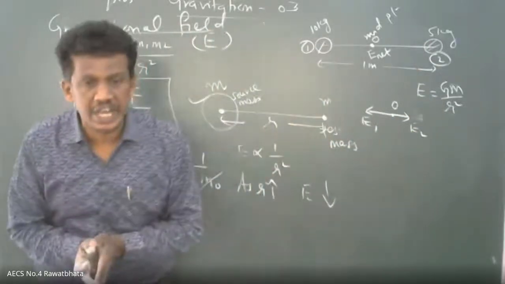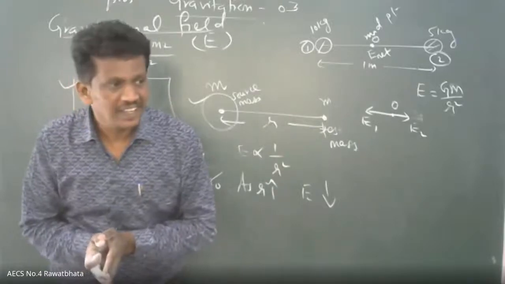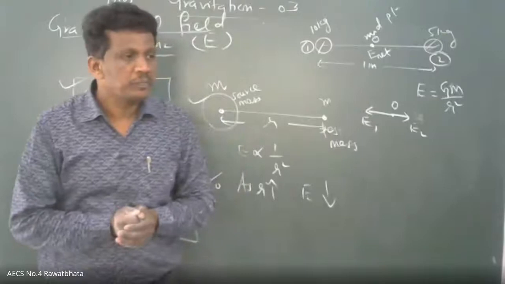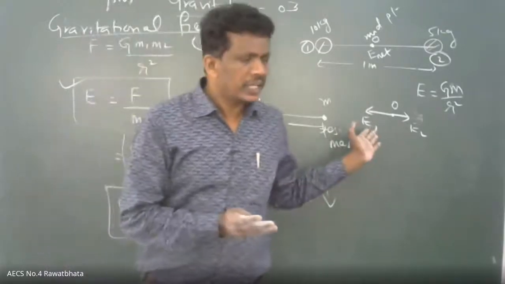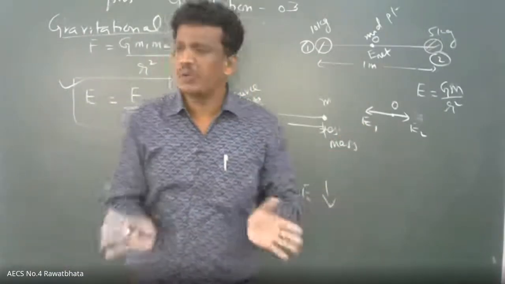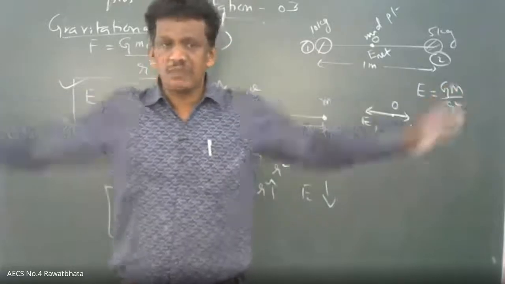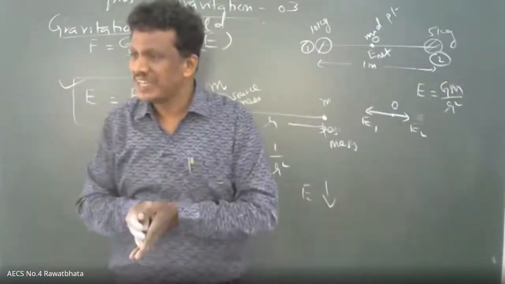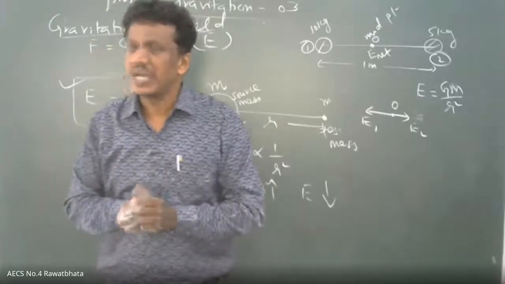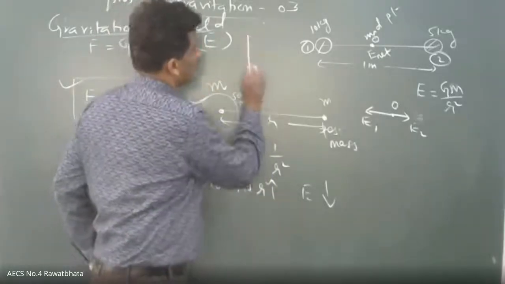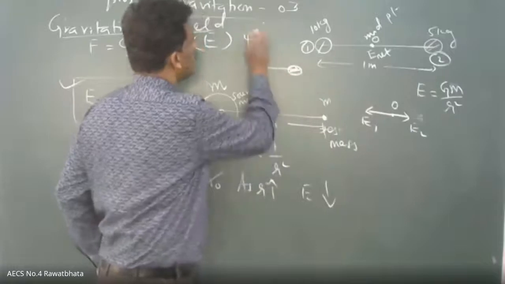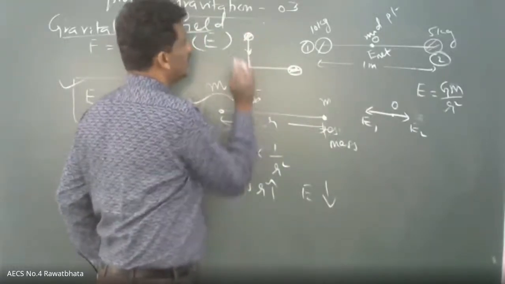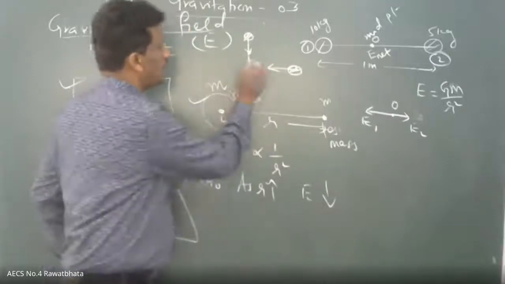How to find E net? Very good. Why? Gravitational field is a vector quantity. How are they acting? In opposite directions. When they act in opposite directions, what will you do? Subtract. Same direction, what will you do? Add. Suppose one mass is here and another mass is here, and I want this point. What is the direction here? What is the direction here? How are these two acting?